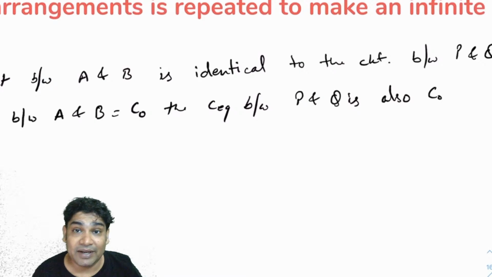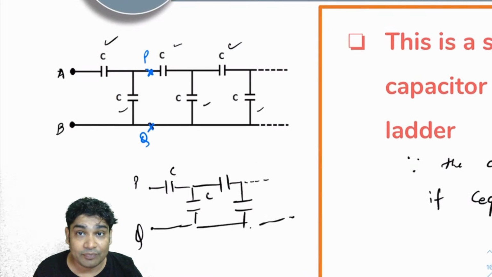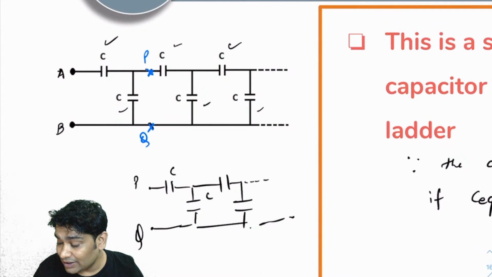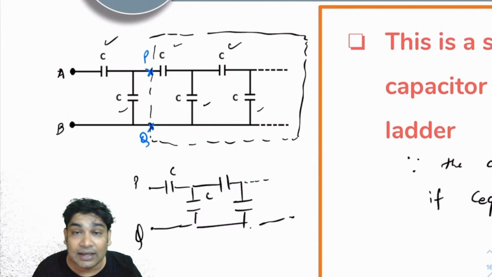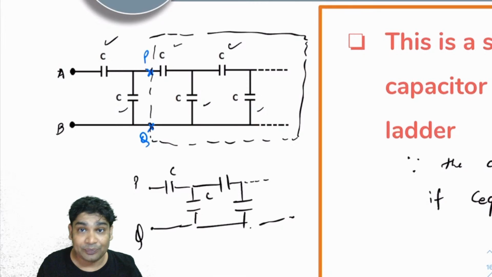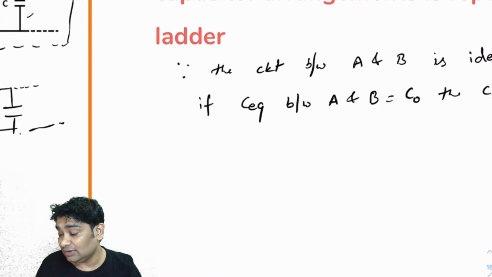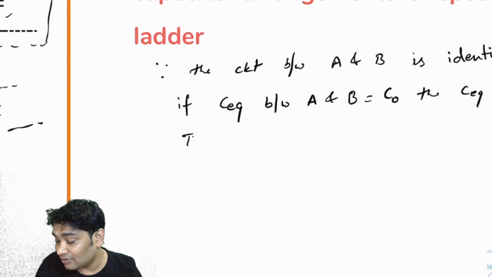Alright, now I will make use of this fact. Now how can I redraw this? Instead of this entire circuit between P and Q, I can replace this with a single circuit which has an equivalent capacitance of C0. So thus, we can redraw the circuit.